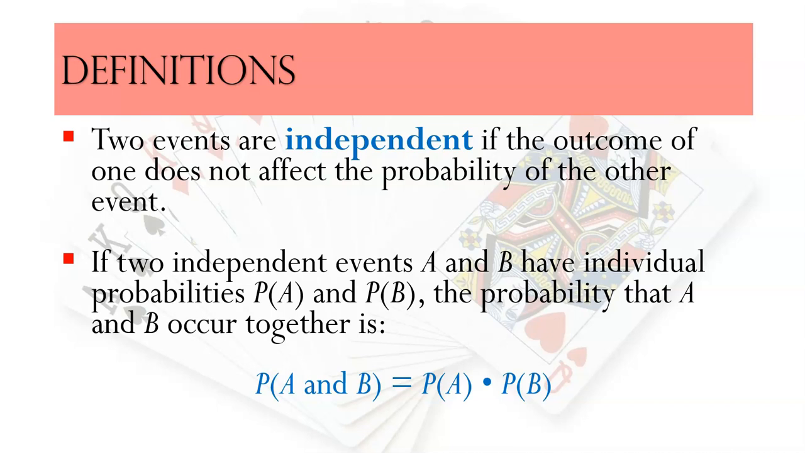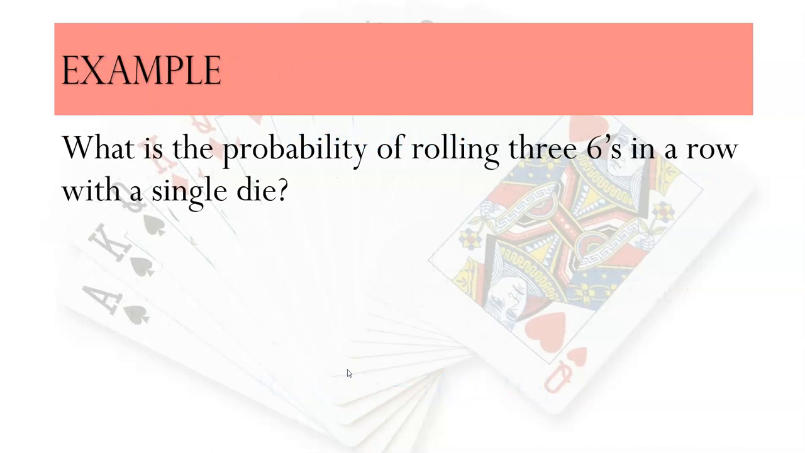If they're independent, that means that they don't affect one another in any way. So whatever happens first has nothing to do with what happens second and third and fourth and so on. If that is the case, then you combine them together by multiplying their individual probabilities. So if you're trying to figure out the probability of A and B, all you have to do is multiply the probability of A times the probability of B.